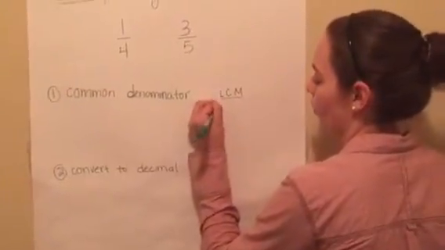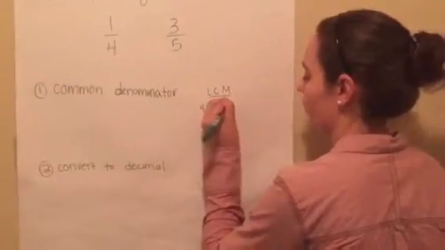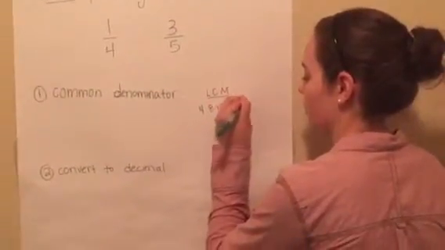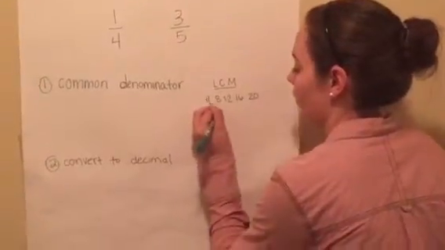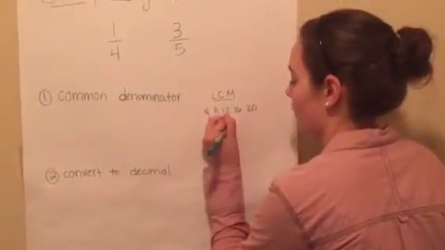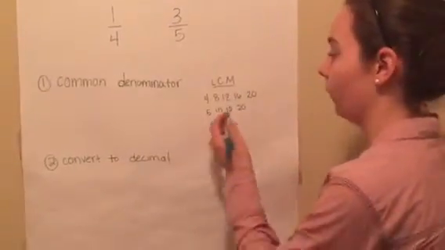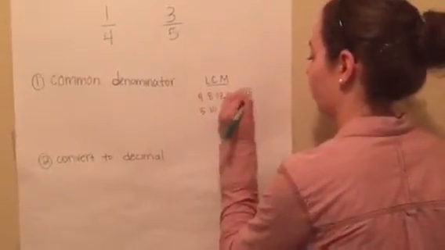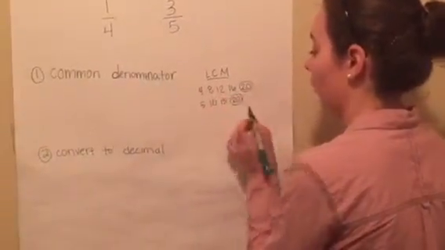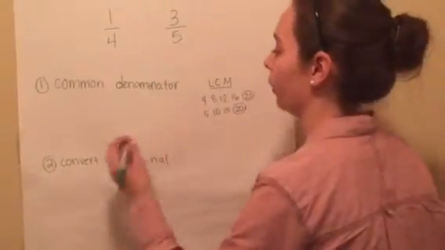Starting with 4, we have 4, 8, 12, 16, 20, and we'll stop there. And then for 5, we have 5, 10, 15, 20. So from our chart, we see that the least common multiple for 4 and 5 is 20. Okay. So 20 will be our common denominator for 1/4 and 3/5.